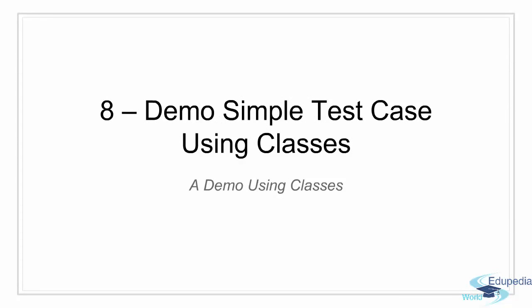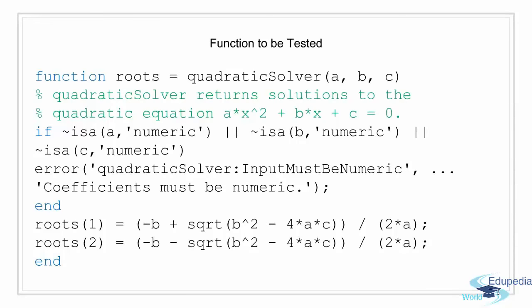Now let me give you a small demonstration on how to use class-based unit testing. In this section, I will revisit the quadratic solver example and see how to write test cases using class-based testing. This is the function that I am going to test. It's a quadratic solver that takes in the coefficients a, b and c and solves the quadratic equation of the form ax squared plus bx plus c equal to 0. The function will return the 2 roots in the form of a numeric array.